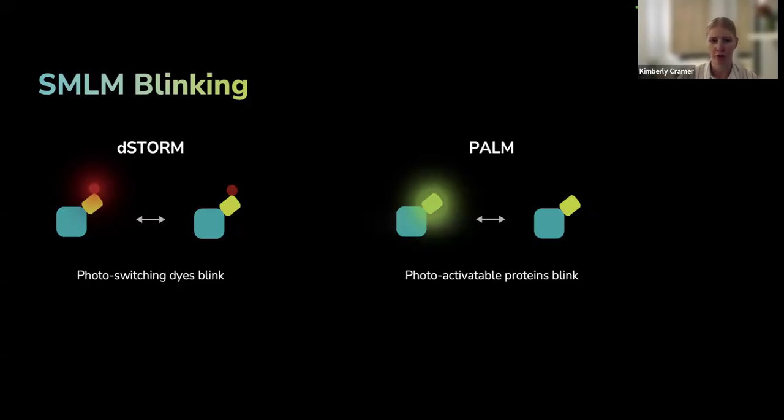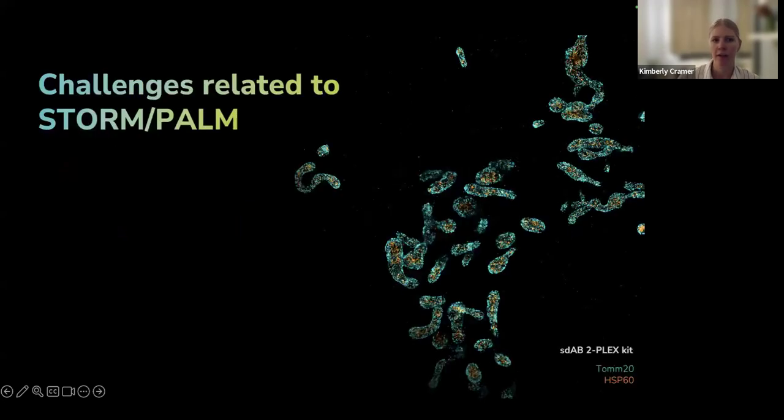So here we have our target protein fused with a GFP molecule, our photoactivatable GFP protein, and this protein actually has the ability to switch on and off. And this is how the blinking is created in PALM with proteins and in STORM with dyes. The nature of having the molecule that blinks fixed to your target does create some challenges or photophysical limitations.